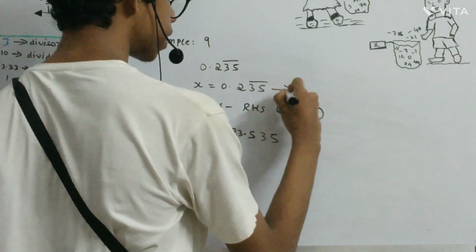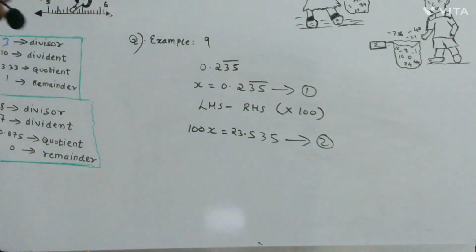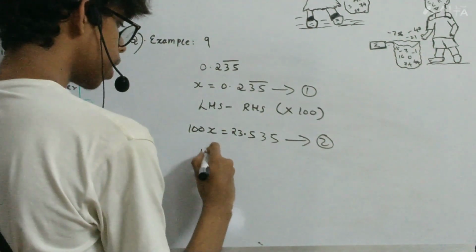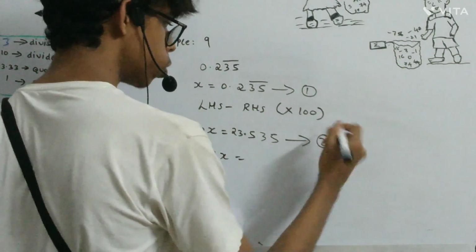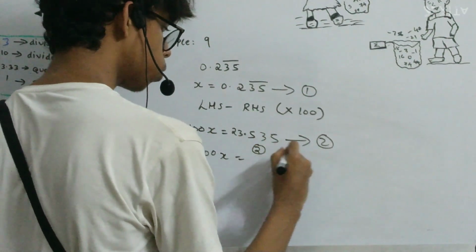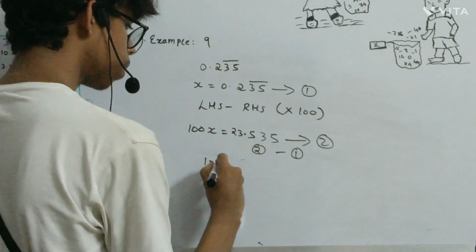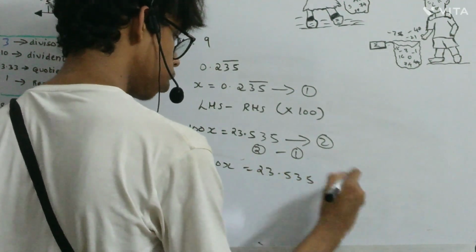This I can take as equation number 1. This I can take as equation number 2. Now what should I do? I should do big minus small. So when I do big minus small, I should do equation number 2 minus equation number 1. So I will do 100x is equal to 23.535 bar.